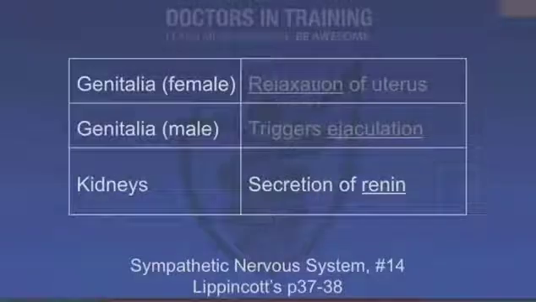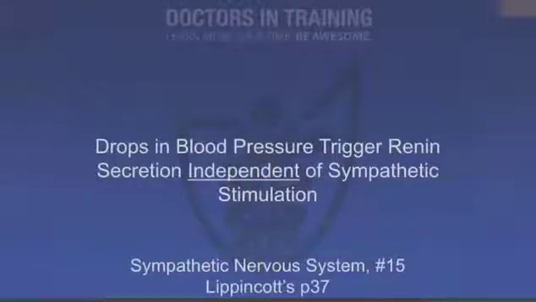In the kidneys, sympathetic stimulation causes secretion of renin, which is a hormone that leads to vasoconstriction. Renin secretion can also be triggered by drops in blood pressure. When the blood pressure gets lower, the kidneys sense that and they secrete renin independent of the sympathetic stimulation. And that renin then leads to vasoconstriction and raises blood pressure.